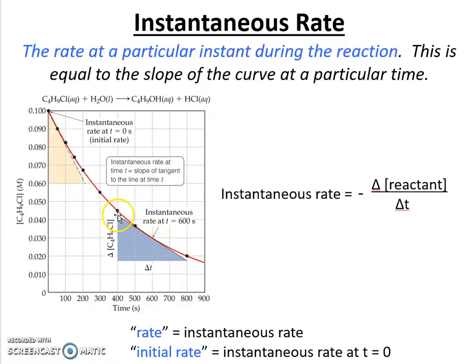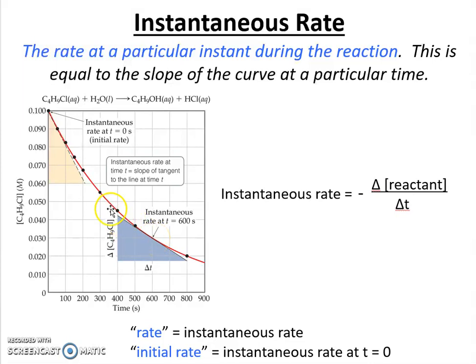And then we can just connect those by making a triangle. This triangle is the change in butyl chloride, which is measured on the y-axis, and the change in time, which is measured on the x-axis. And so if we look at the instantaneous rate for a reactant, we know we have to have a negative sign in front. So we look at the change of the reactant concentration divided by that change in time, and that's going to give us our instantaneous rate at this point.